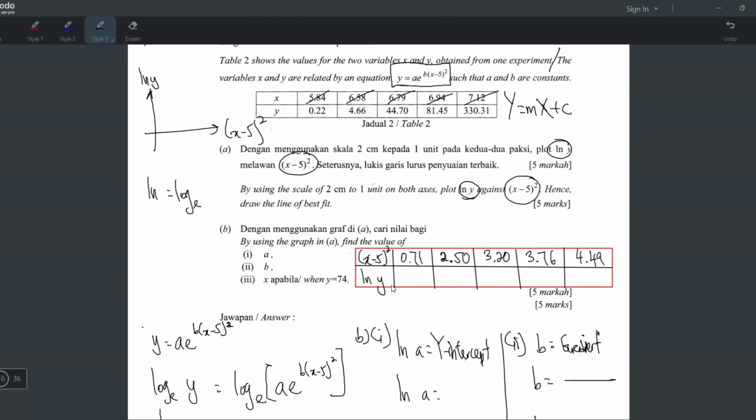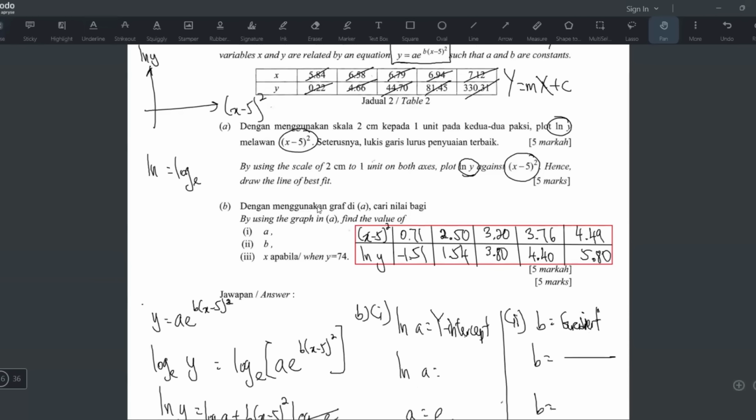Okay, the next one is ln y. Okay, the one you can just use the ln button. So just tekan ln 0.22, negative 1.51, ln 4.66, 1.54, 2 decimal place, ln 44.7, 3.80, ln 81.45, 4.40, and then ln 330.31 is 5.80. Yeah. So this one nothing for me to teach lah. This one just the calculator saja. Alright, now you can plot.